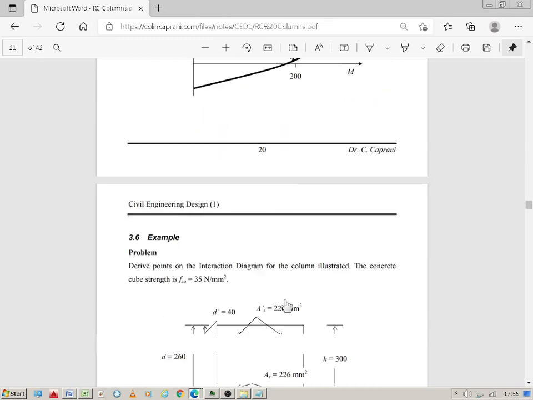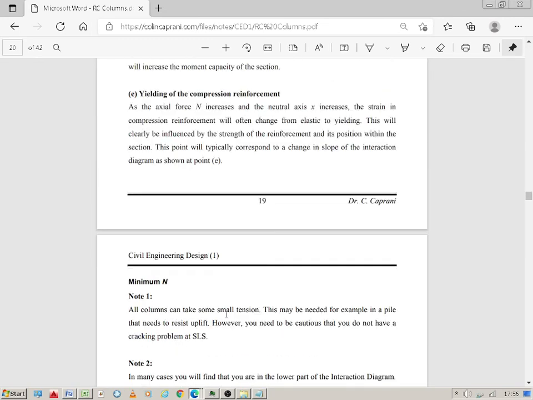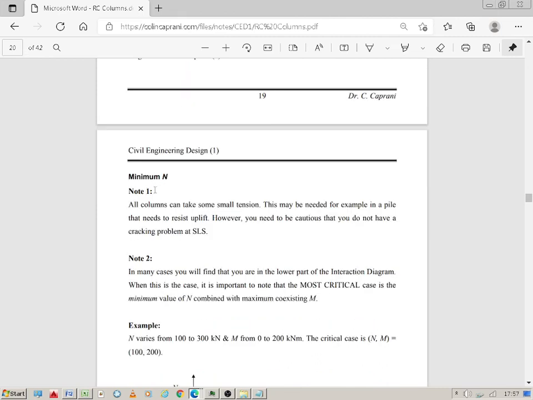Then it's got a little bit of notes on minimum N. Note 1, all columns can take some small tension, so minimum N. All columns can take some small tension. This may be needed, for example, in a pile that needs to resist uplift. However, you need to be cautious that you do not have a cracking problem at serviceability limit state.